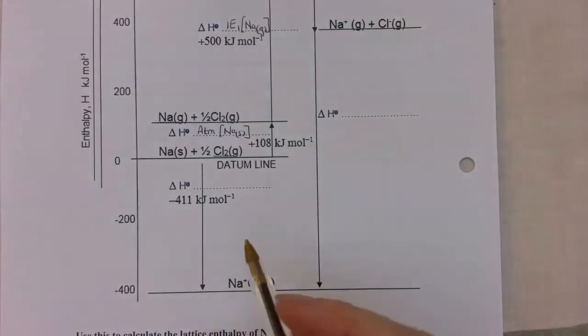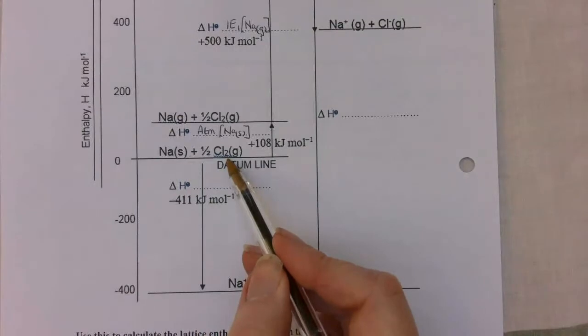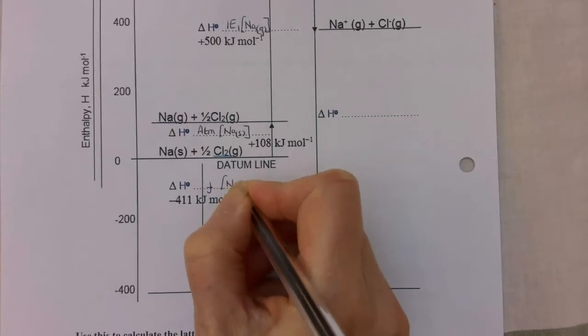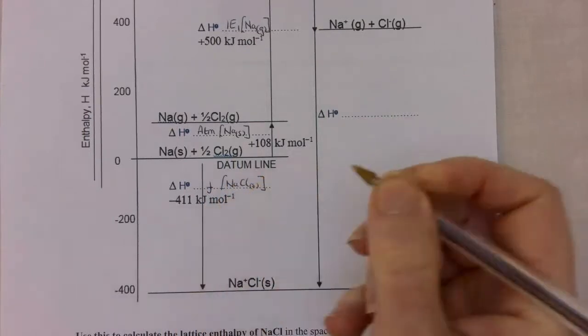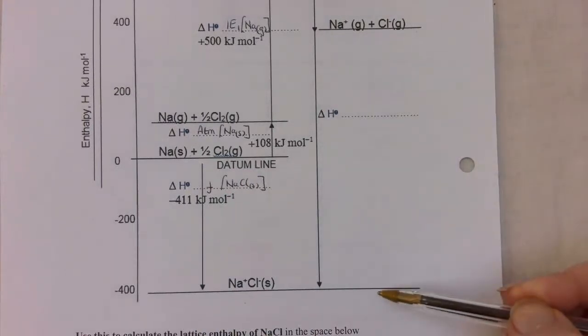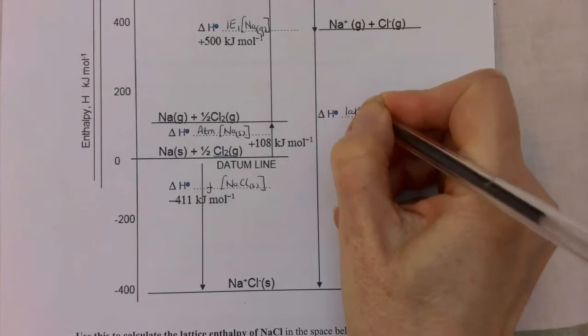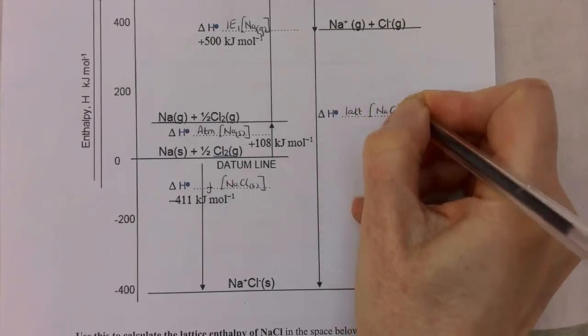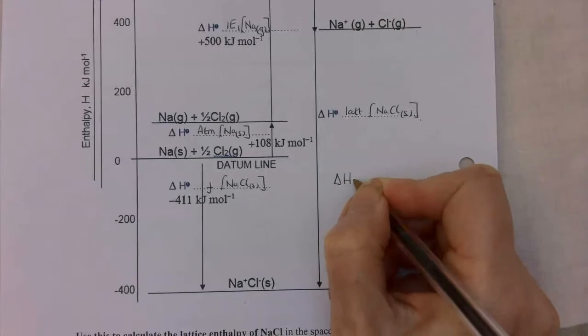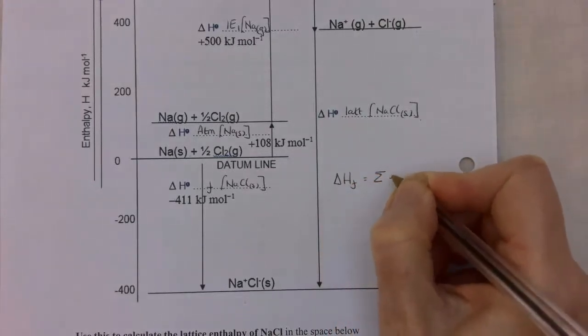On the bottom half of the page, we have the solid and the gas, the elements going to the compound. So there's delta H formation of sodium chloride solid. And we can also take the gaseous ions and turn them into the lattice, and that would be delta H lattice, again of sodium chloride solid. And we've constructed our Born-Haber cycle. We can then use this to calculate the lattice enthalpy of sodium chloride in exactly the same way that we did before, knowing that delta H formation is equal to the sum of everything else.